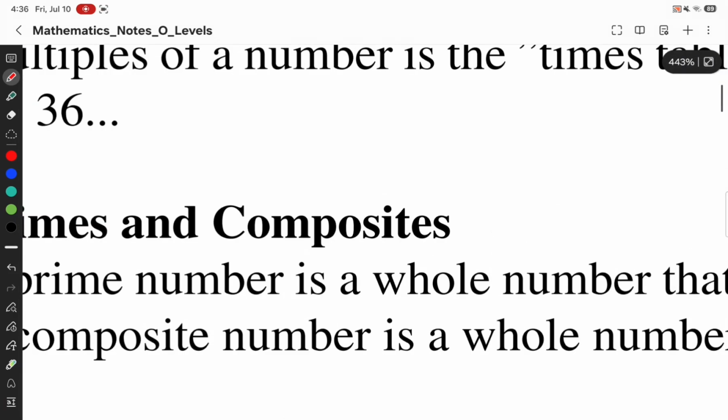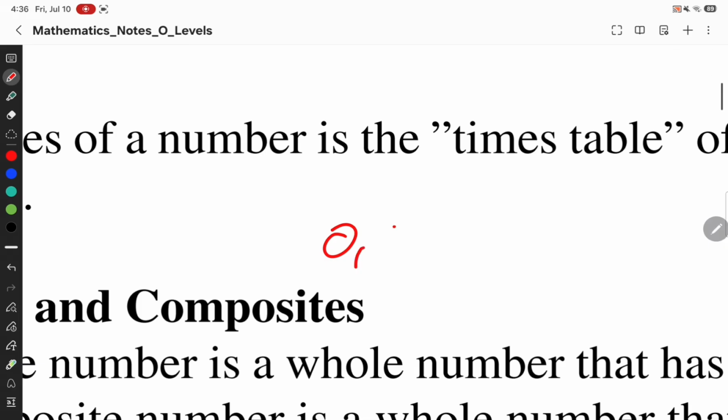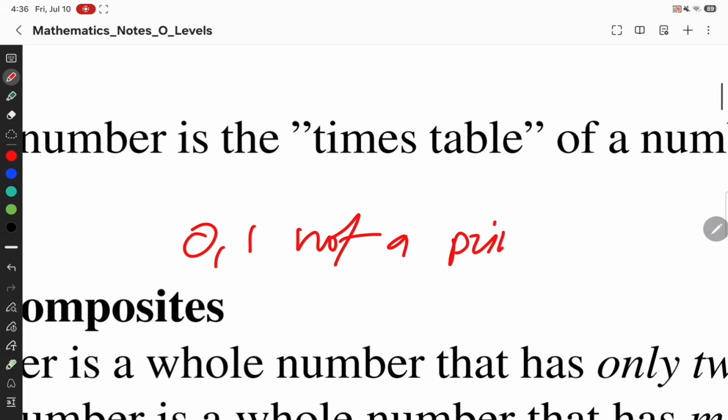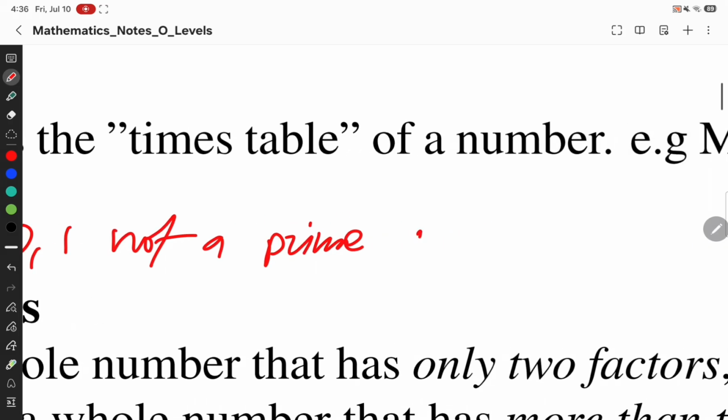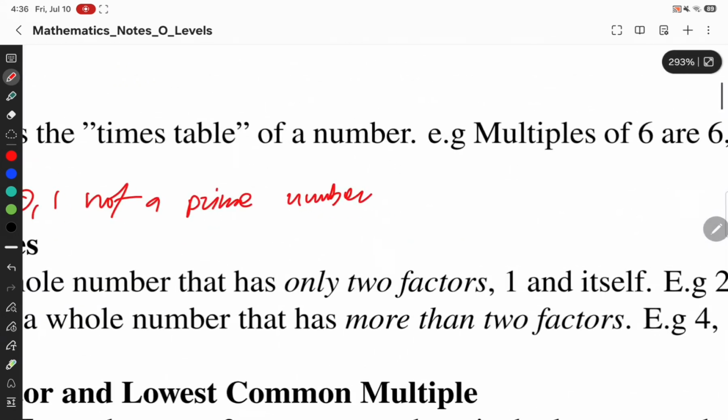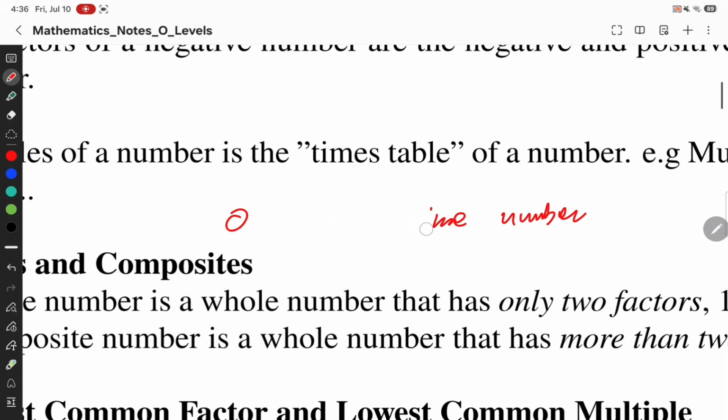Oh, and remember, 0 and 1 are not prime numbers. Why? 1 has only 1 factor. Primes have only 2 factors. For 0, I will leave this as an exercise for the one watching.